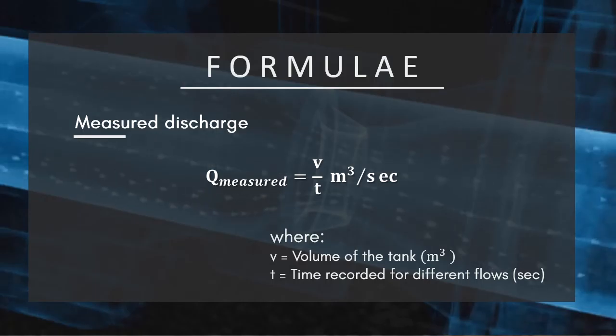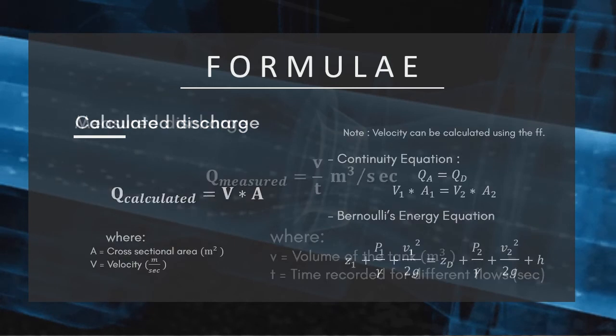Now, the formulas we will be using for the measured discharge or flow rate. Measured flow rate is equal to V over time, where V is the volume of the tank in cubic meter and T is the time recorded for different flows in seconds.